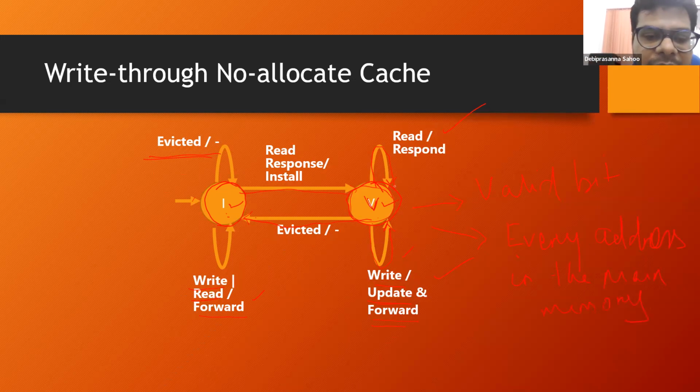Now, whenever it is cached, it is valid. Whenever it is not cached, it is invalid. So based on that, you have different signals. Either it can be read or it can be write, or it can be evict, or it can be read response. So if you represent this as a formal state machine, as we know what is a DFA, deterministic finite automata, then Q will contain I and V.